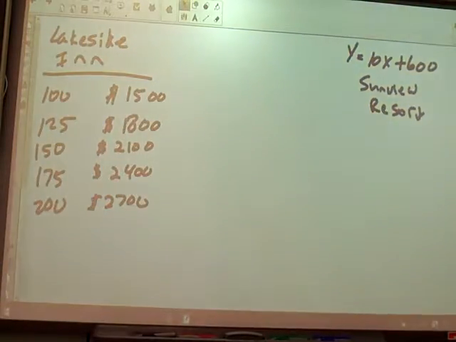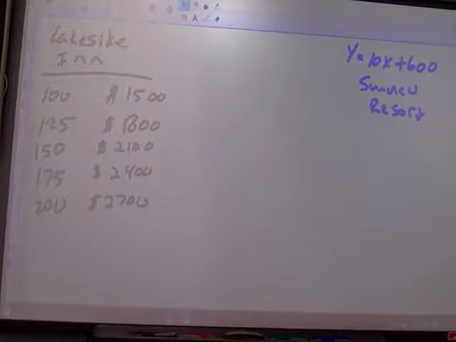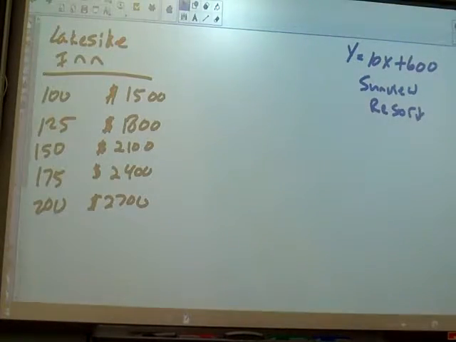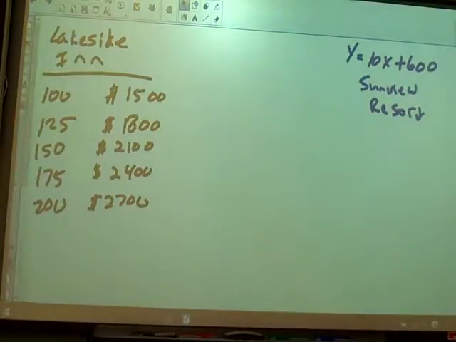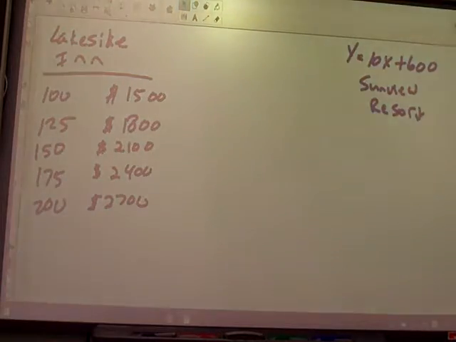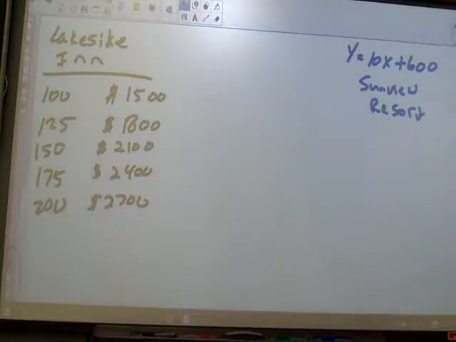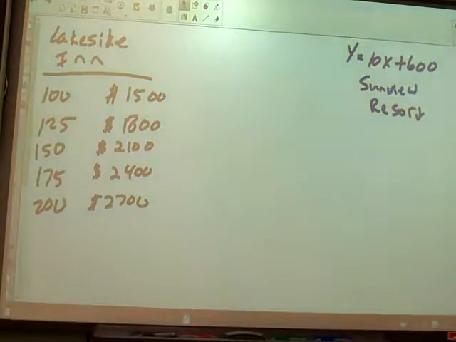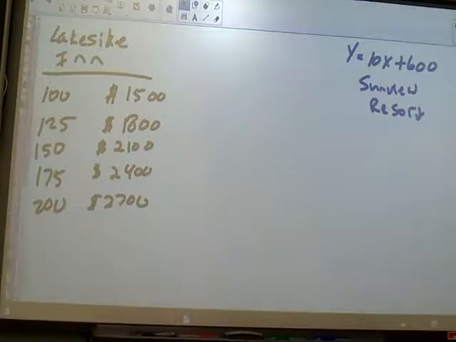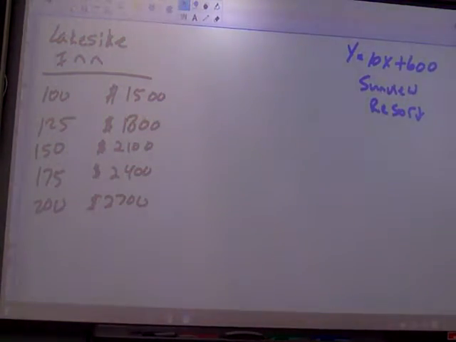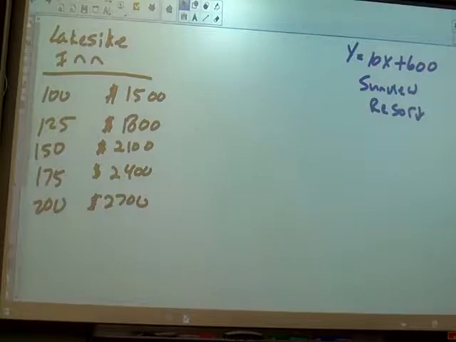We could have it at the Lakeside Inn. If 100 people go, it costs us $1,500. If 125 people go, it costs us $1,800. Or we could have it at the Sunview Resort, and they just gave us that equation. We have two questions. Number one, which venue charges less per student? Number two, how many students must attend before the venues cost the same? There's going to be some number of students where it wouldn't matter which one.